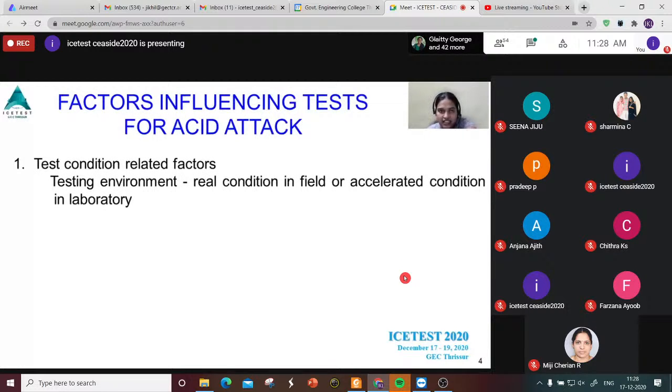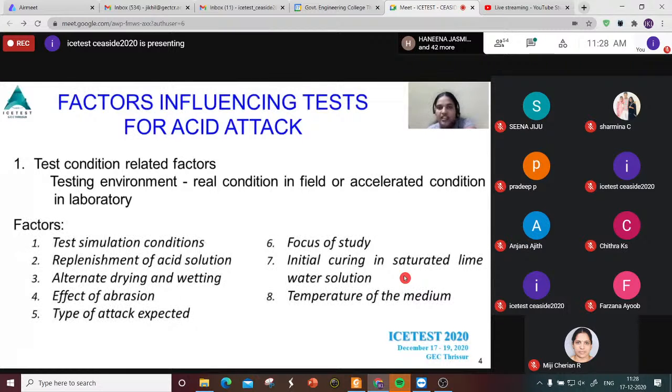First, let's see the test condition related factors, which primarily deal with the testing environment. It can be either real condition in the field or accelerated condition in the laboratory. In the field, the concentration of acid exposed will be very much lower, so we need very sensitive deterioration detection equipment to get the results. After getting the results, they should be properly extrapolated to predict the future.